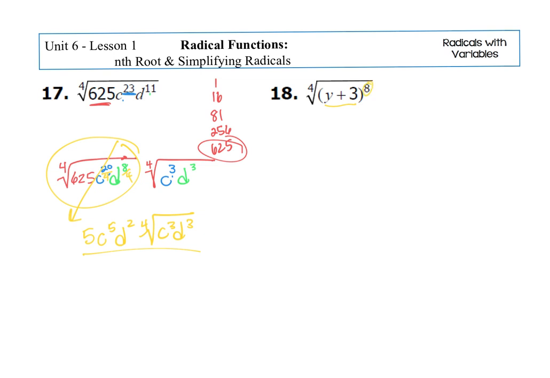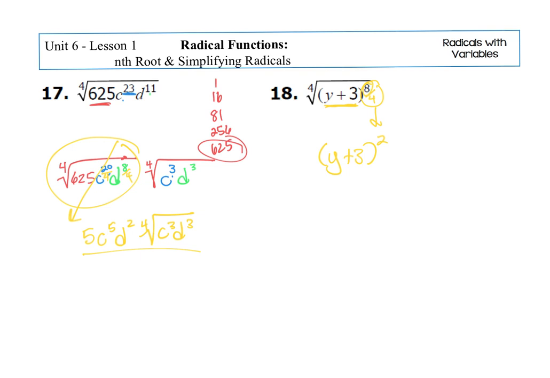Because y plus 3 is in parentheses, we can kind of apply our rule in a different way. We can fourth root this. We would say 8 divided by 4 because of those parentheses, again, that are around y plus 3. So we would take out y plus 3 as a grouping, but now we have it to the 2nd power. 8 divided by 4 is 2.